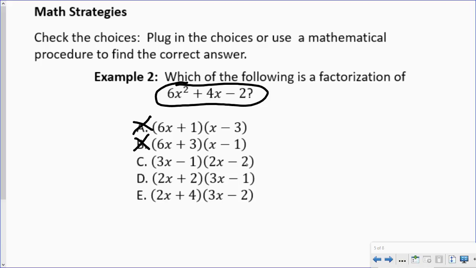-1 times -2 is +2. 2 times -1, that's a possibility. And then 4 times -2 is -8. No. So that is the only choice that works.